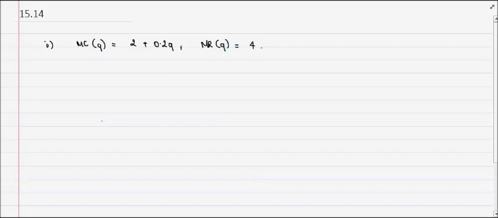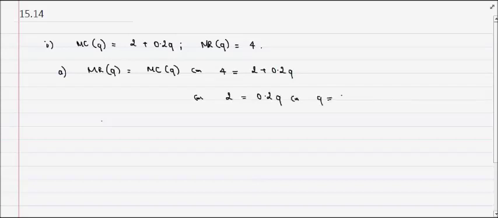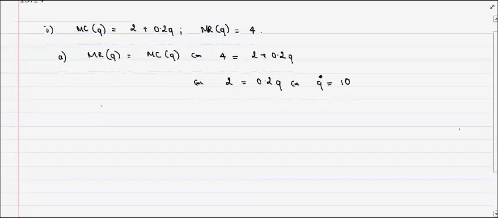Part A asks you to find the output for which marginal revenue equals marginal cost. If we equate the marginal revenue and the marginal cost, then we get 4 equal to 2 plus 0.2q, and so 2 is equal to 0.2q, and therefore q is equal to 10. This is the q star.